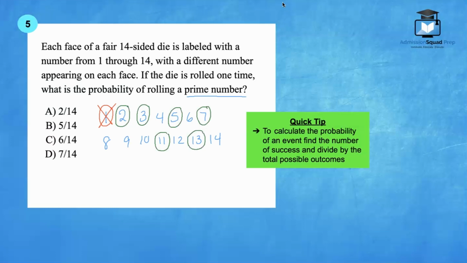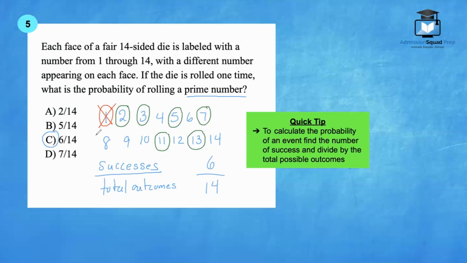So when we calculate the probability of an event, it's going to be the number of successes, right, divided by the total outcomes. So how many numbers are prime? How many prime numbers can we choose from here? We have 1, 2, 3, 4, 5, 6. So that's the number of successes, like which numbers are actually prime. When we roll a die, that's numbered from 1 through 14. And then the total possible outcomes is 14 because it can land on any one of those 14 faces of the die. So the correct answer is 6 out of 14.